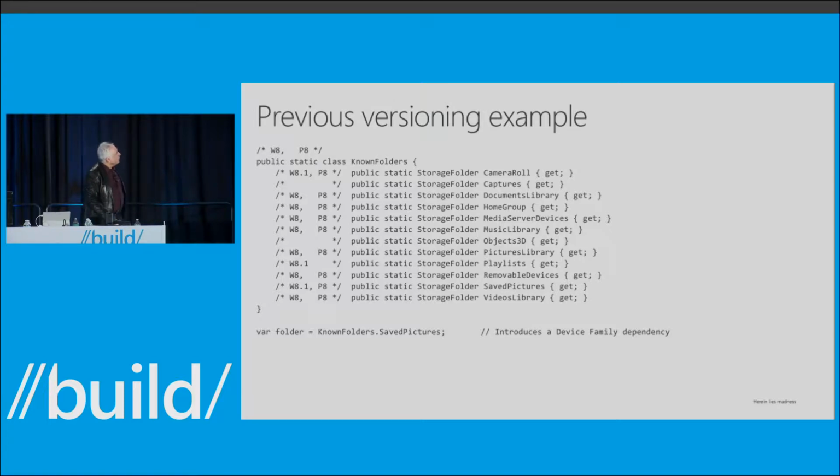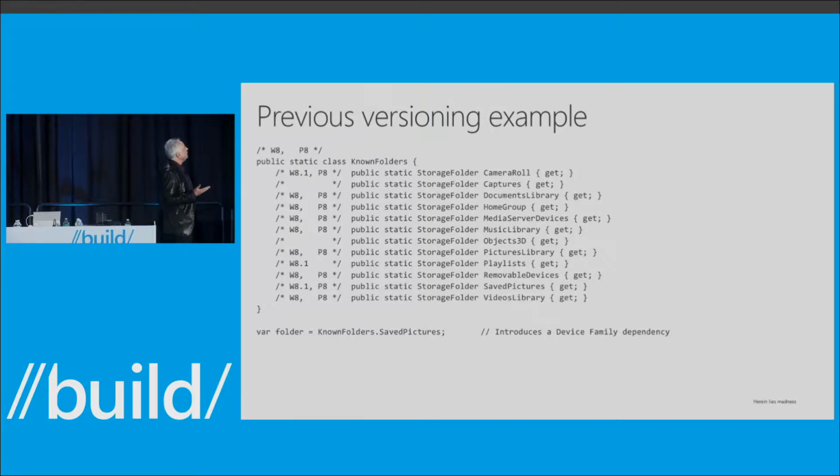Bottom line, here's one enum, the known folders enum, that tells you where the folder is for your music library, for your documents, etc. Look at that bottom line of code, save pictures. What platform is that available on? I write that line of code. What dependency on what OS do I pick up? I don't actually know because I can never remember. I have to figure it out every time.